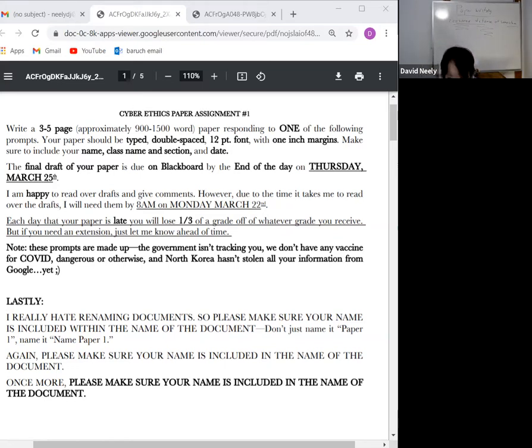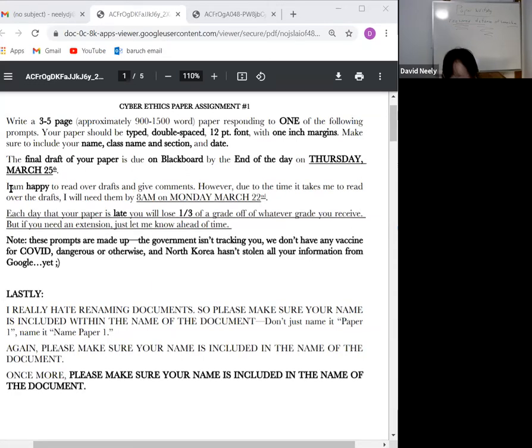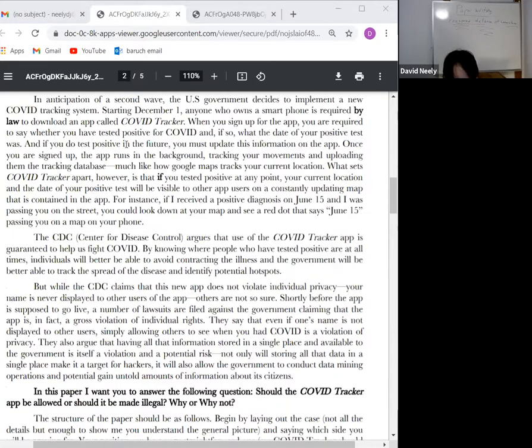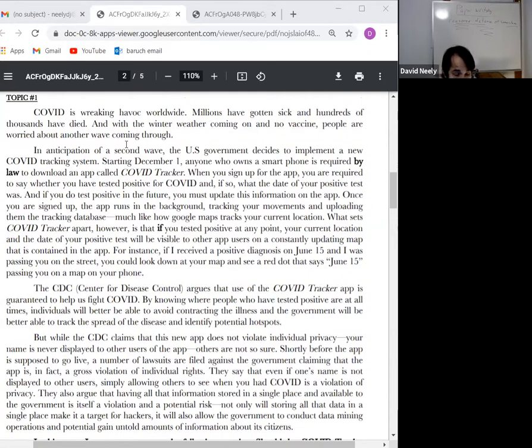I will start by just going over the logistics of this paper, which is right here. A 3 to 5 page paper responding to one of the following 3 prompts. The paper's due on Blackboard by the end of the day, Thursday, March 25th. I'm going to talk about these logistics in a second, but I just wanted to read that quickly. Now, here are the prompts themselves. You are being asked to respond to only one of these 3 prompts. You do not have to respond to all 3. In fact, if you try to respond to all 3, you will give yourself way, way, way too much work.